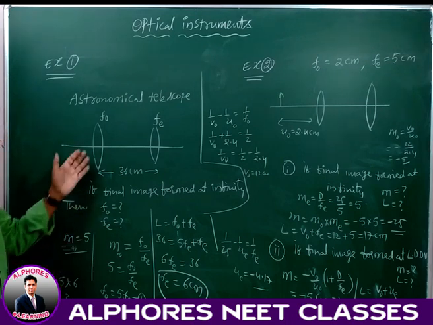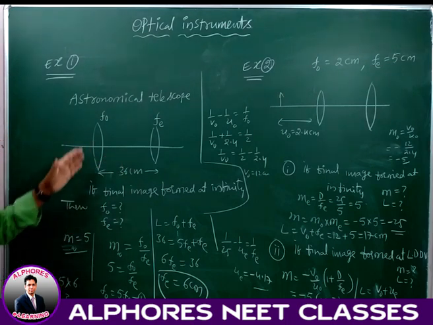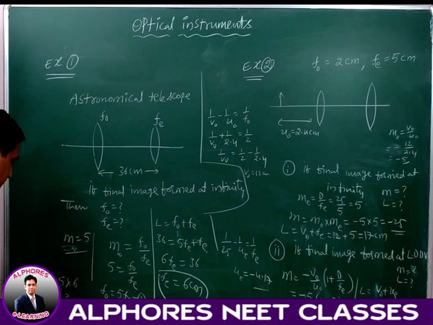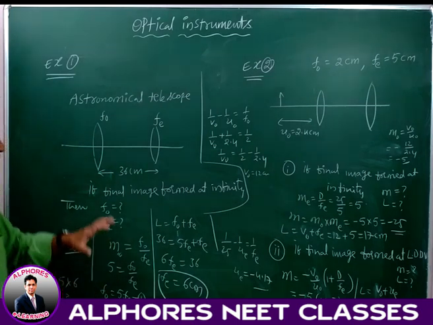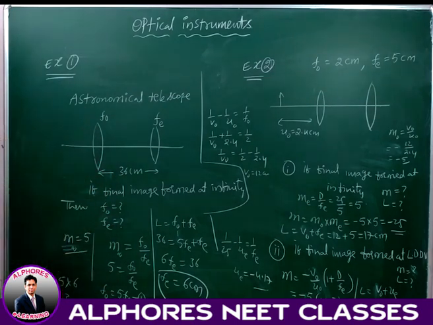Generally in an astronomical telescope, the objective lens has a greater aperture and greater focal length, 30 centimeters. So the eyepiece is 6 centimeters. So this is related to the astronomical telescope.